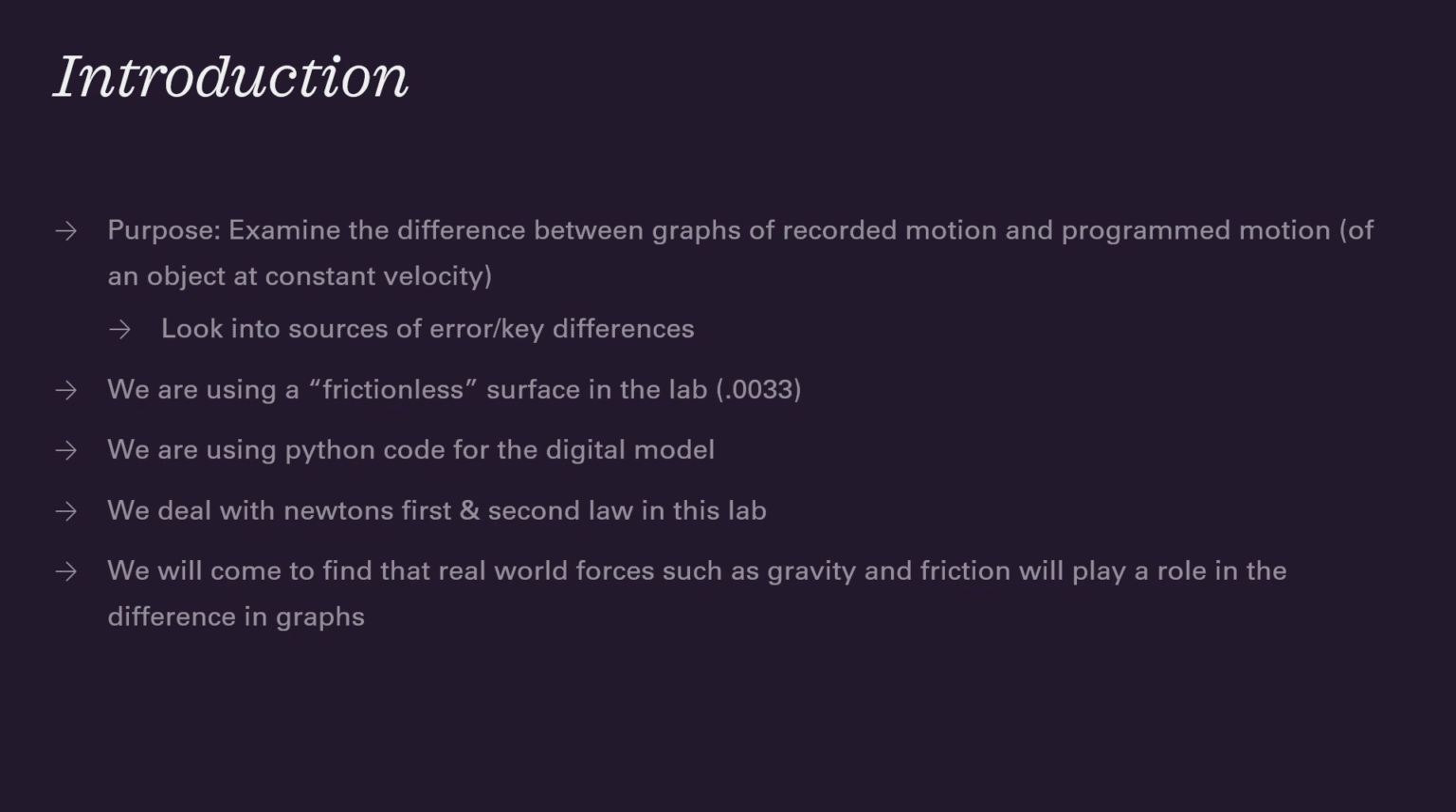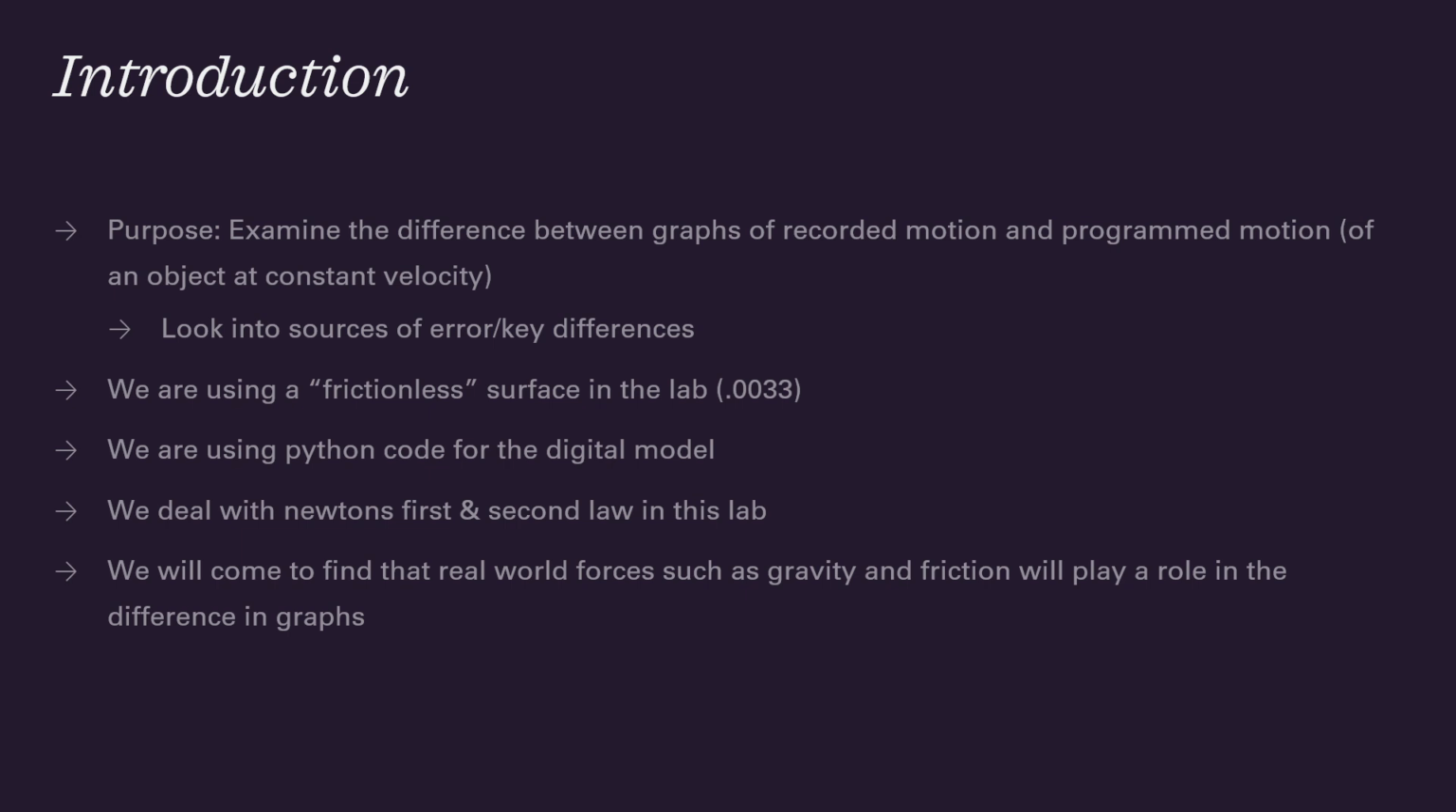So, the purpose of this lab was to examine the difference between two graphs, the first being a real-world video we took of a cart moving down a frictionless air track, and we used the Tracker application to track its motion. So that's the first graph, and the second one is from Program Motion, which we used Python to simulate an ideal object moving at a constant velocity.